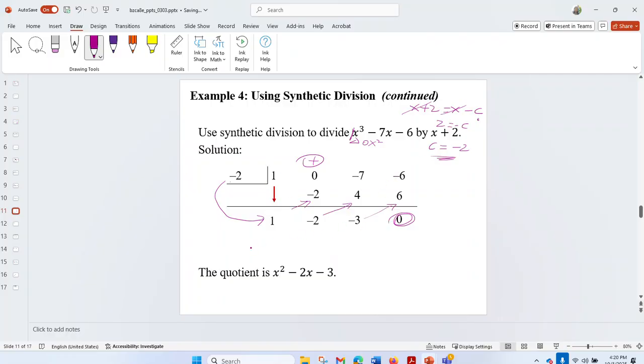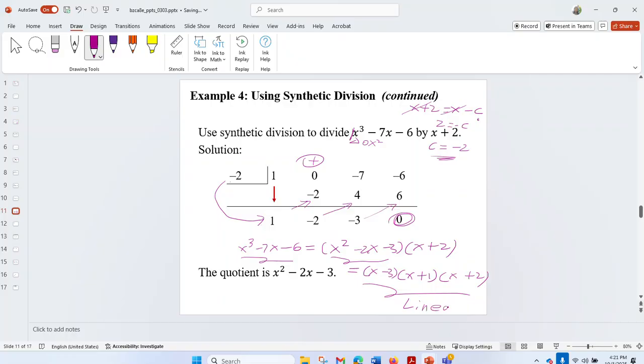So basically x cubed minus 7x minus 6, I can write down as my quotient x squared, 1 degree lower than the cubic, minus 2x minus 3, times my divisor x plus 2. Look at that. All right. So look at this one right here. I can even factor this one, right? The first is a quadratic. I can factor this one as x minus 3 times x plus 1, okay? And then times x plus 2. Okay, look at that. I just factored this cubic function into all linear factors.